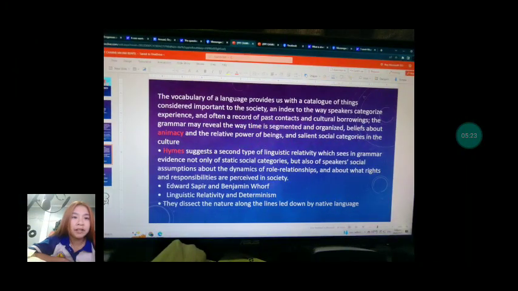The vocabulary of a language provides us with a catalog of things considered important to the society and an index to the way speakers categorize experience, and often a record of past contacts and cultural borrowings. The grammar may reveal the way time is segmented and organized, beliefs about animacy and related powers of beings, and salient social categories in culture.